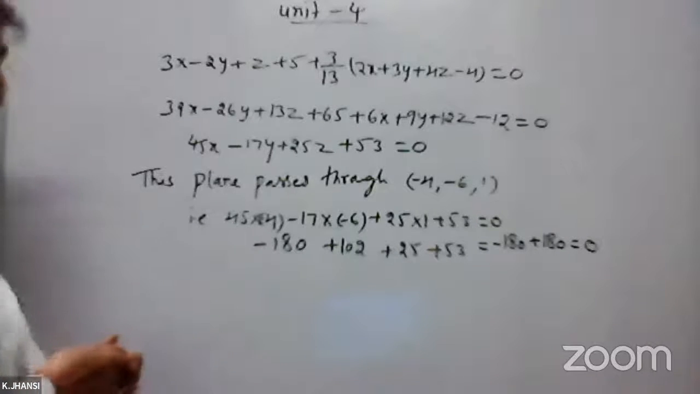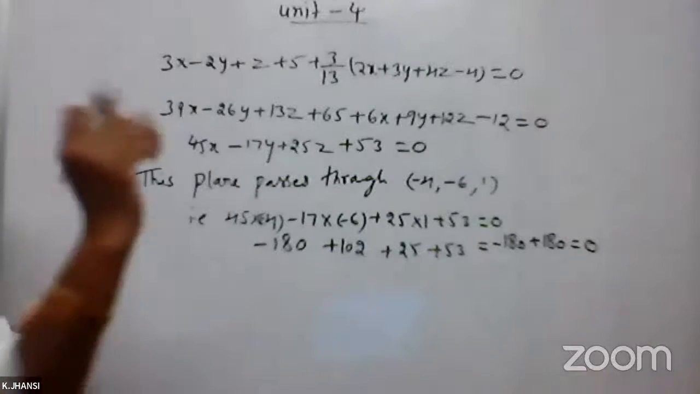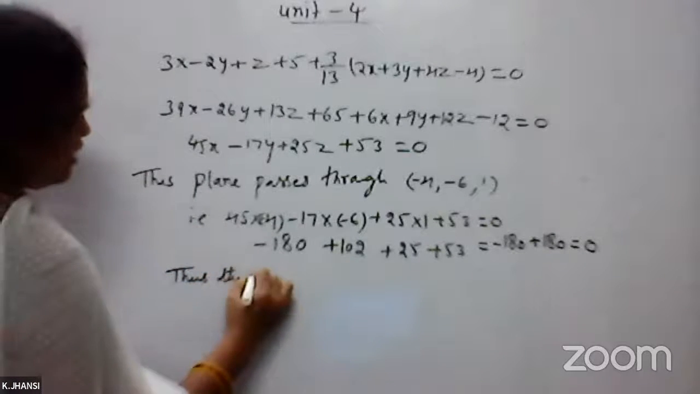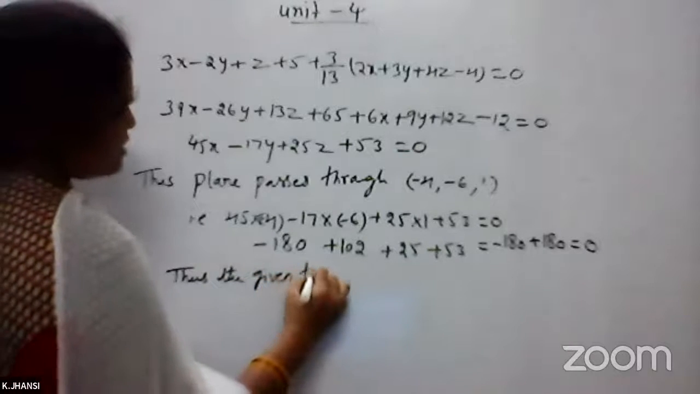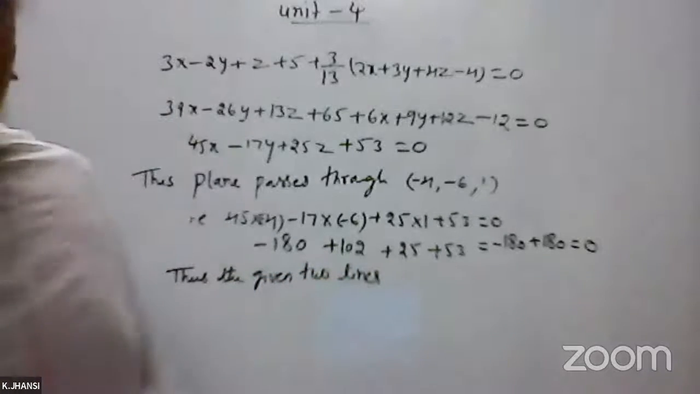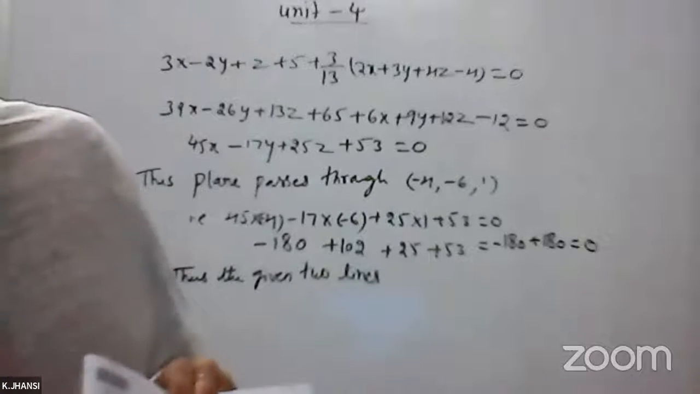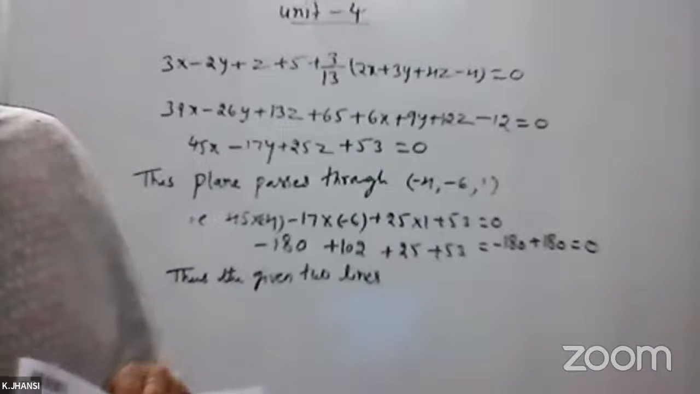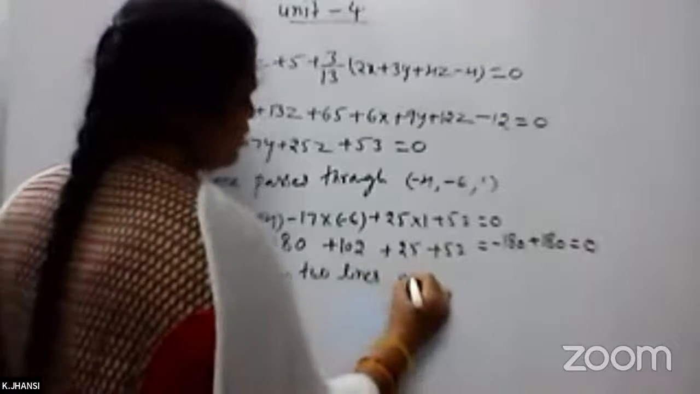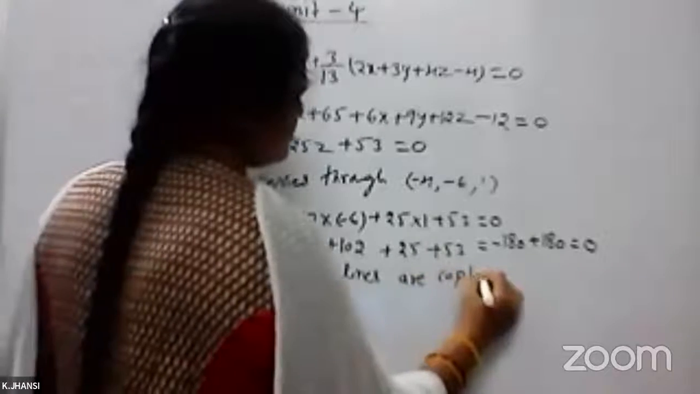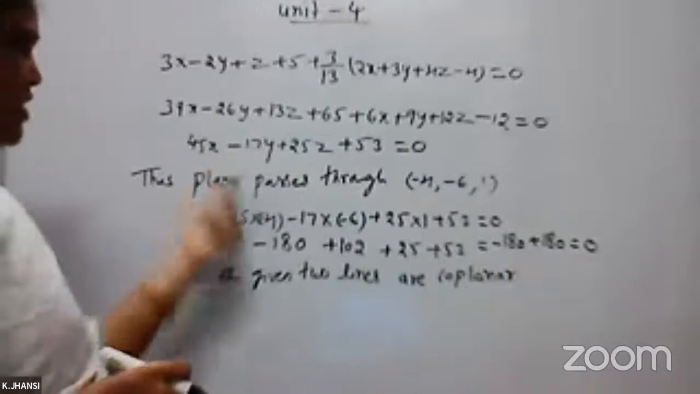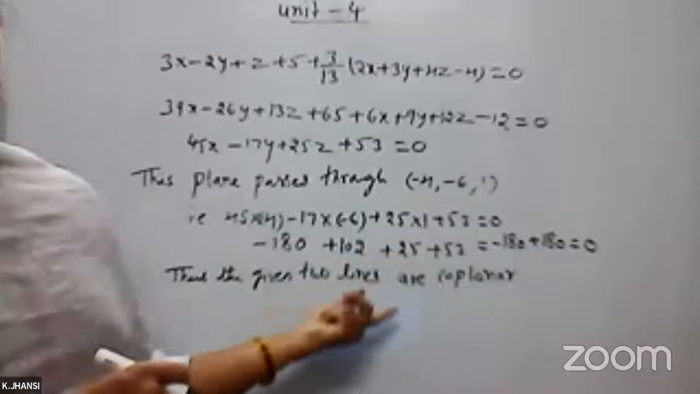Okay. So here we can write, thus the given two lines are... In your question, what is asked, coplanar or intersection? The 10th one, no? So coplanar he has asked. So thus the two given lines are coplanar. Okay. So we got one equation and have shown that they are coplanar.